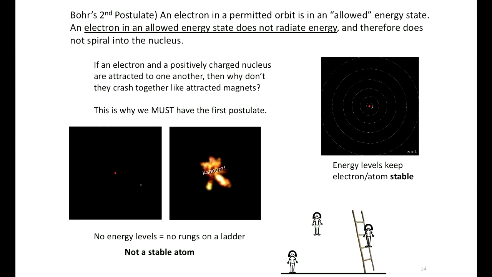Versus if you picked me up and there was a ladder present and you dropped me, I would land on the ladder and I'd be nice and stable and I wouldn't go splat. And so the idea here is we need those energy levels for the atom to stay stable. If not, then we're just going to go crashing down and then not be stable. Okay, so the second postulate just says why we need those energy levels.